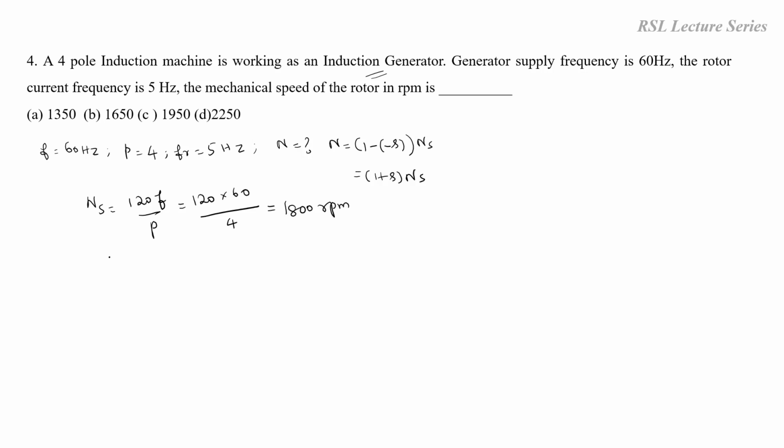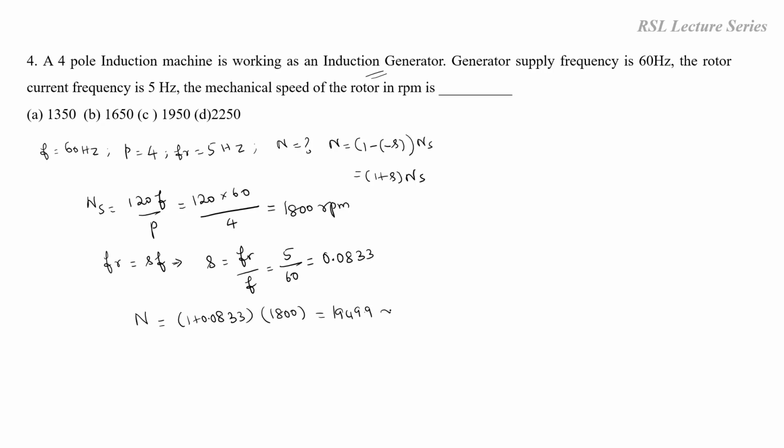Next we have to find out the slip. We know that Fr is equal to S times F, so from this expression, S is equal to Fr by F, which is nothing but 5 by 60 or 1 by 12, so that will be equal to 0.0833. Now on substitution, we'll get N is equal to 1 plus 0.0833 multiplied by 1800 rpm. This will give you 1949.9, which is approximately 1950 rpm. So the answer is again C.